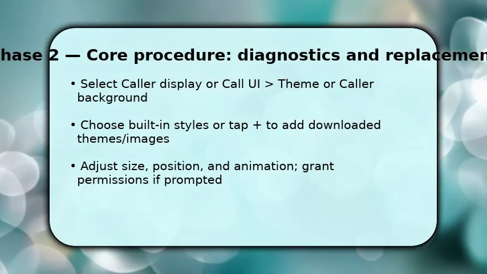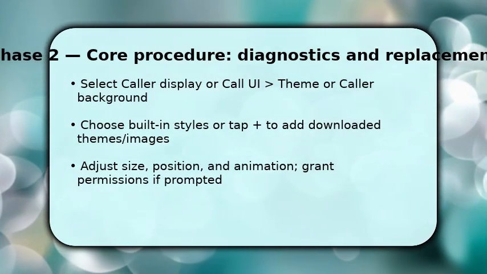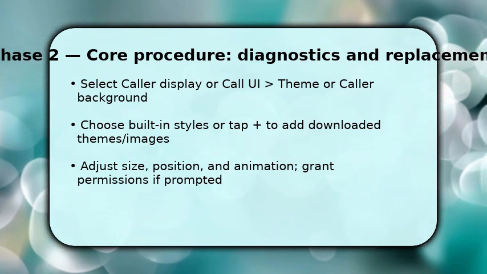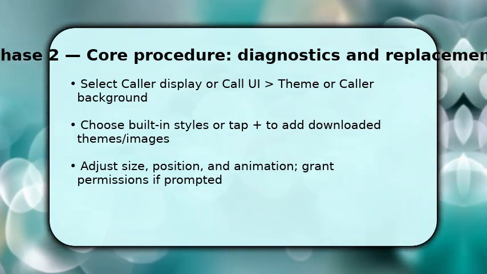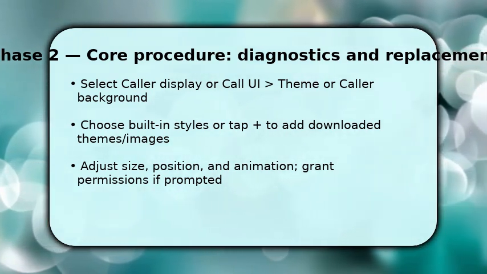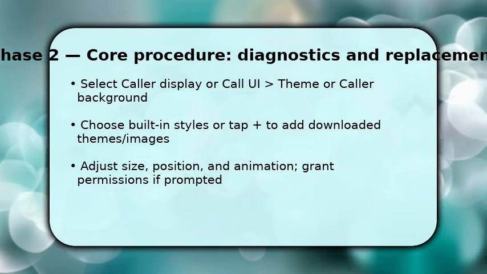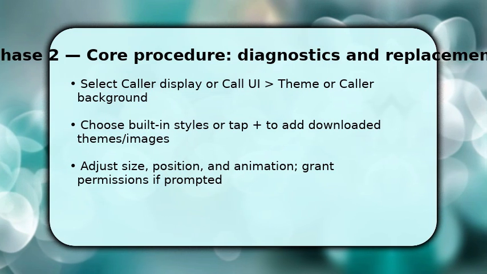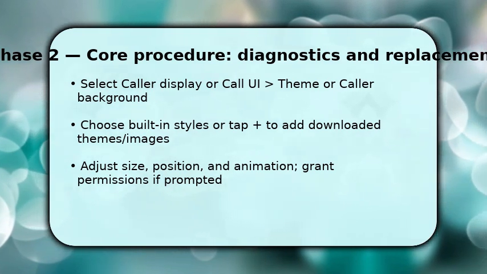You now pick the actual call screen. Inside Caller Display, choose a built-in theme or tap the Add button to import an image or video. You can use a live wallpaper clip if Vivo supports it. Once chosen, adjust crop, zoom, and position so the caller photo fits without hiding buttons.